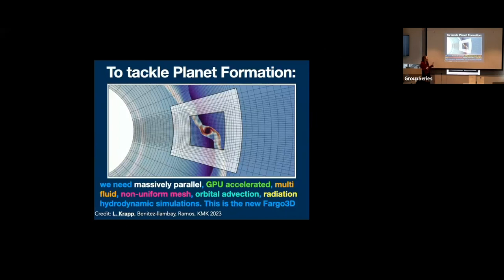This doesn't work in most traditional non-uniform meshes, but Pablo Benitez Llambay and Leo have really pioneered this new method where we can actually still use this orbital advection trick on a non-uniform mesh. So keep an eye out for a paper on this coming soon.